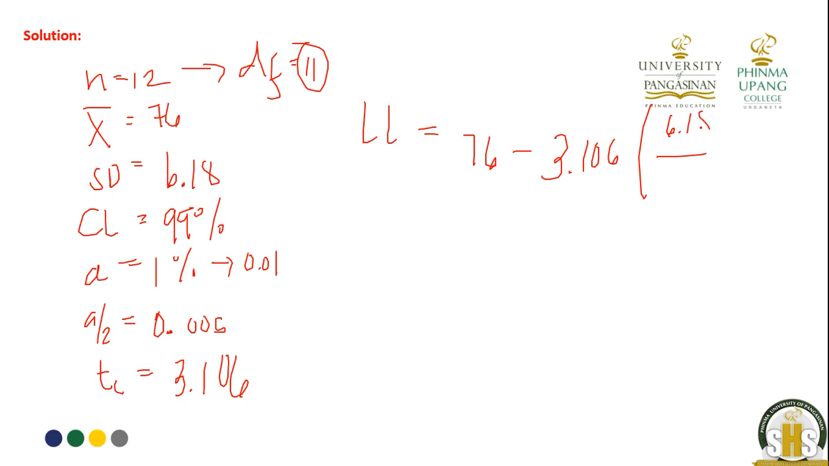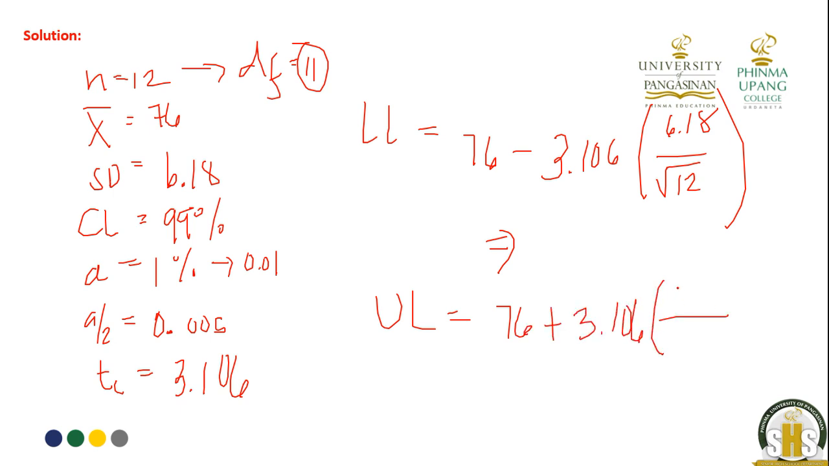the SD 6.18 over square root of 12 because your n is 12. Compute now the LL habang sinusulat ko CUL as your solution. 76 minus 3.106 times 6.18 over square root of 12. Answer po.